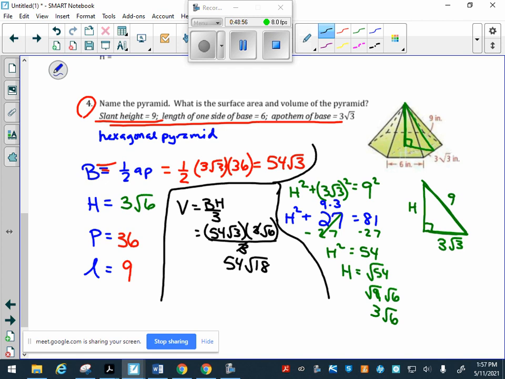Can root 18 be simplified? Are there any perfect squares that go into 18? 9. So this actually becomes 54 times 3, root 9 is 3, root 2. 54 times 3 is 162. So volume is 162 root 2.